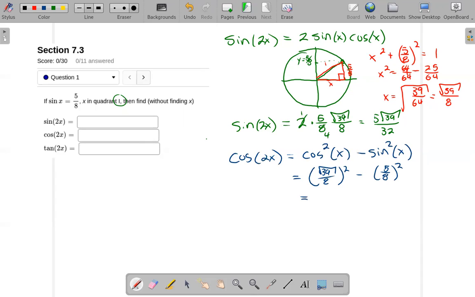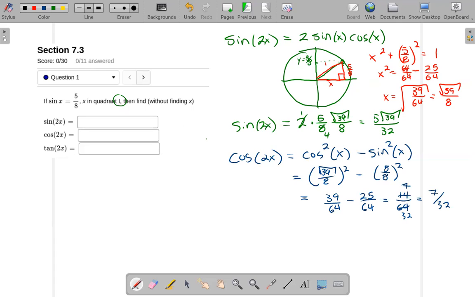What do we get? Well, square root squared is 39. 8 squared is 64. 5 squared is 25. 8 squared is 64. 39 minus 25, 14/64. 2 goes into 14, 7. 2 goes in there, 32. So I get, should be 7/32.